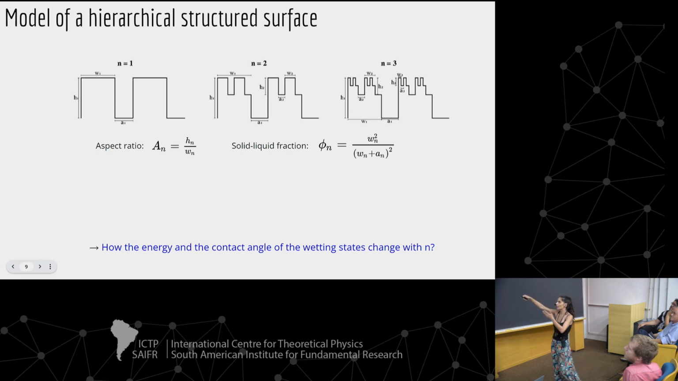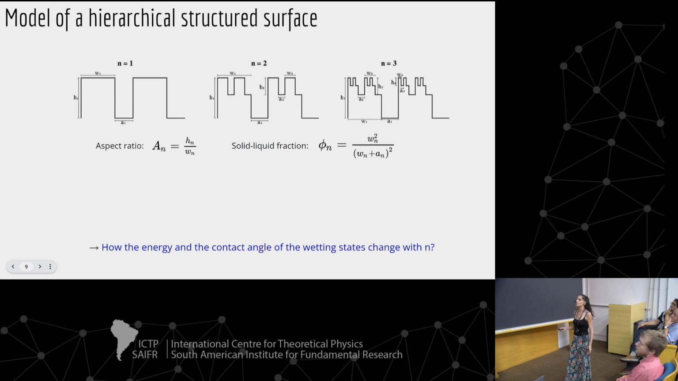And well, one can define two different geometric parameters which are important in the field. One is the aspect ratio, which is basically the height of the structures over the width. In the case of a pillar, it is a very well-defined quantity. The second is the solid fraction, the solid-liquid fraction, which is phi, and it is related to the area that a droplet sees over the total area of the surface. And with those, we proposed this toy model.